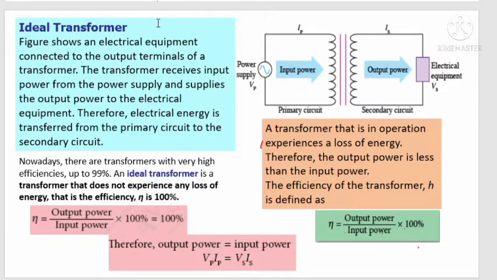If you look at the basic structure of a transformer, we can see there are many ways for the transformer to experience energy loss. Okay, before that, let's look at the meaning of the term ideal transformer. What is an ideal transformer?